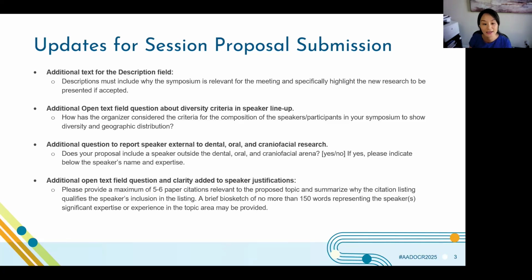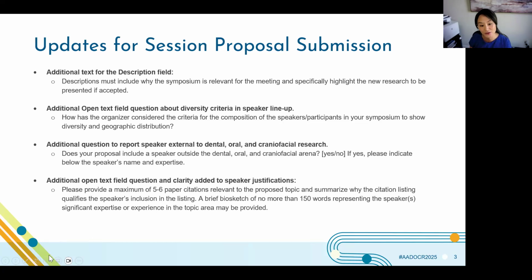The third is an additional question asking whether there are speakers external to dental, oral, and craniofacial research, which is very important because at AADOCR and IADR, we want to be inclusive. We also want to invite speakers from outside the dental field. So the proposal should indicate whether it includes speakers outside the dental, oral, and craniofacial field, along with the speaker's name and expertise.